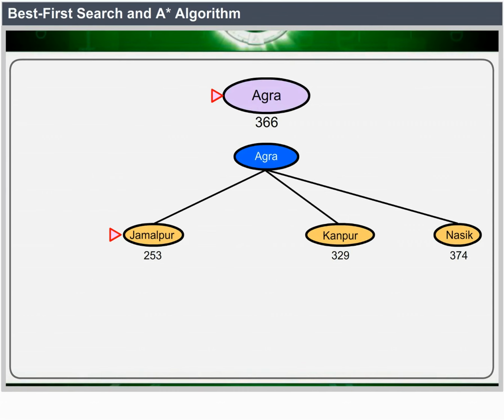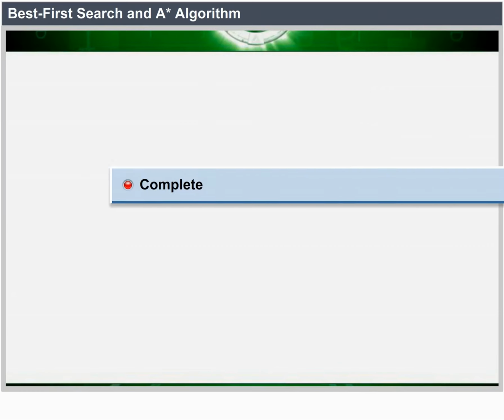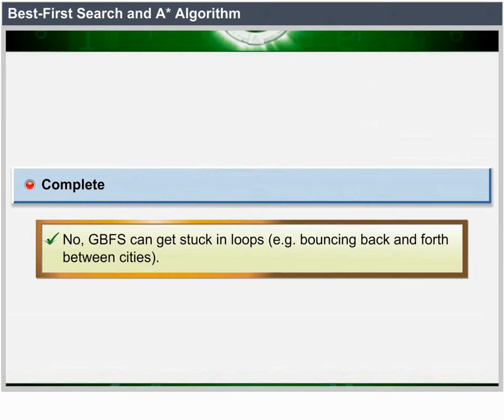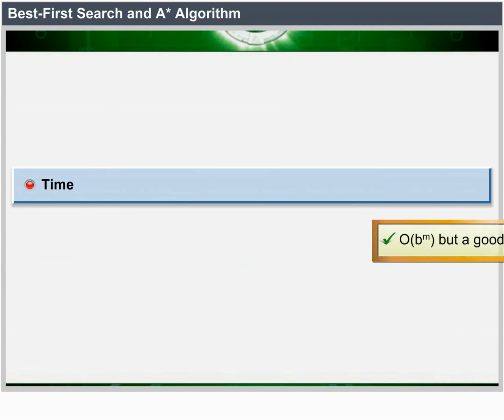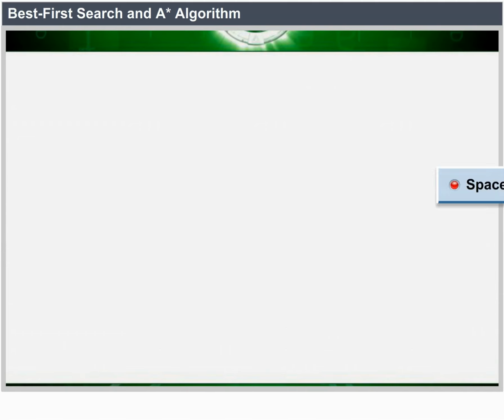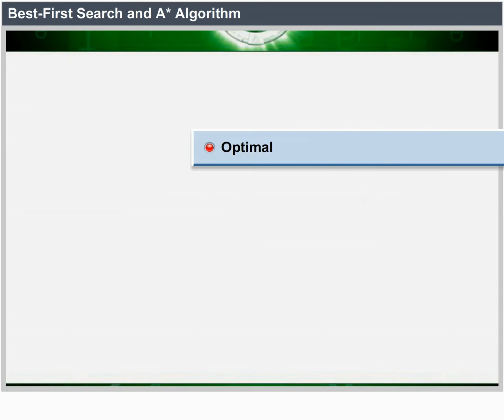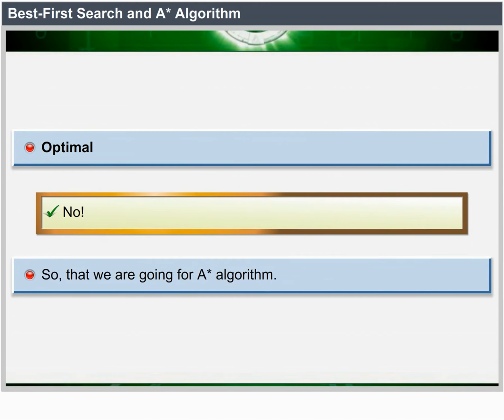A greedy best first search example is given here. Complete? No, GBFS can get stuck in loops, for example, bouncing back and forth between cities. Time: O(b to the power m), but a good heuristic can give dramatic improvement. Space: O(b to the power m), as it keeps all the nodes in memory. Optimal? No. So we go for the A star algorithm.